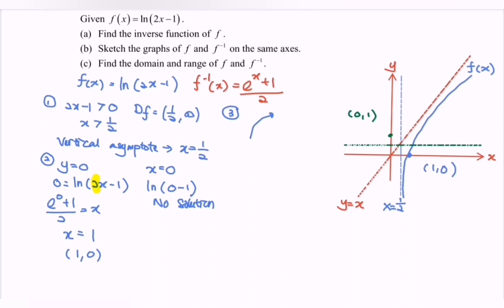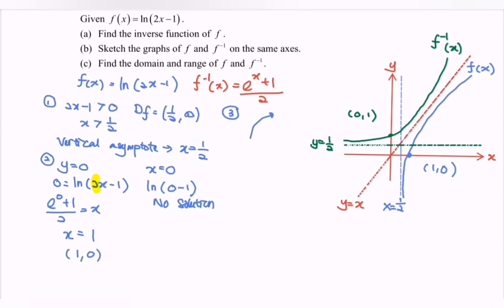Next is to reflect the graph. So the graph will be something like this. So that is the graph for f inverse. And we have y is equal to 1 over 2.